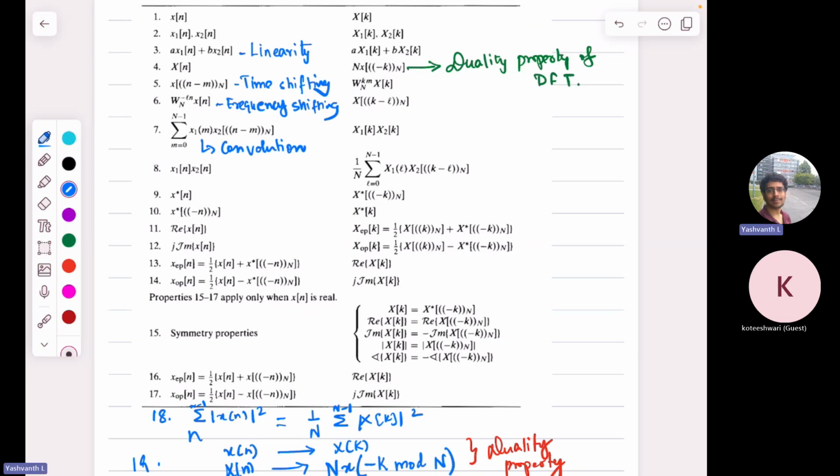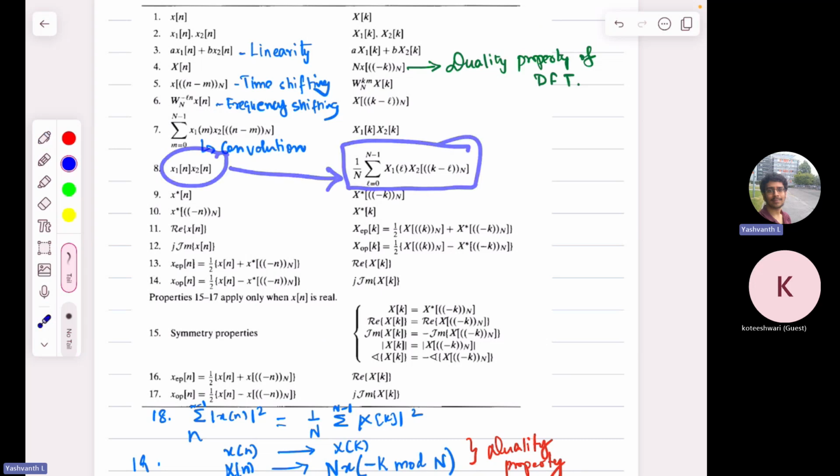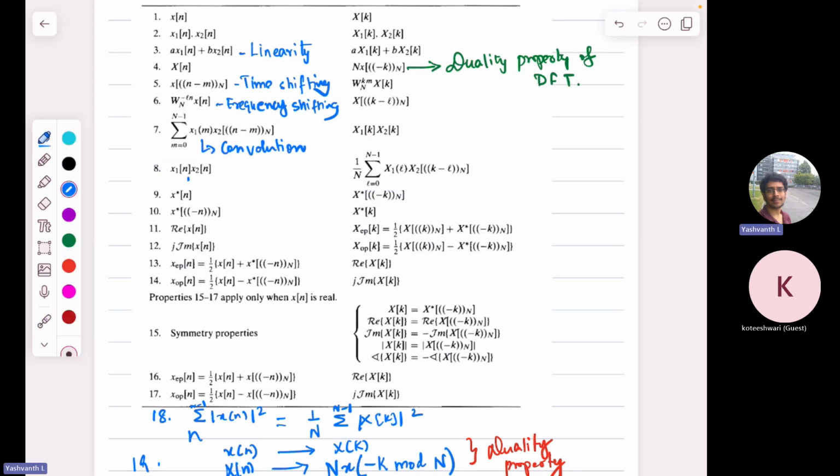Similarly, the eighth property says that if you multiply two time domain signals, its corresponding frequency domain will undergo a circular convolution. So this is nothing but the multiplication property.